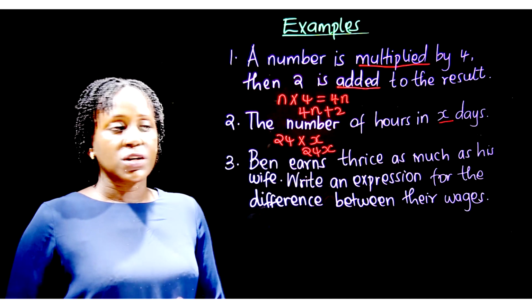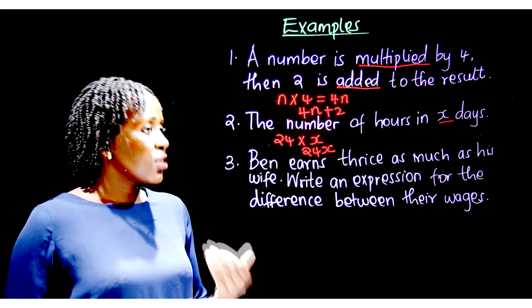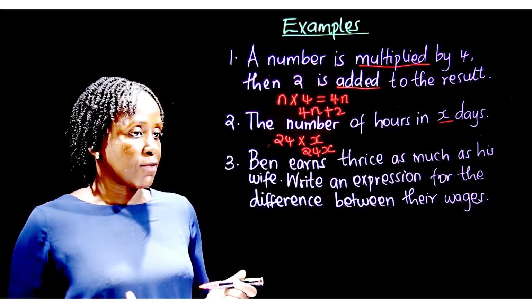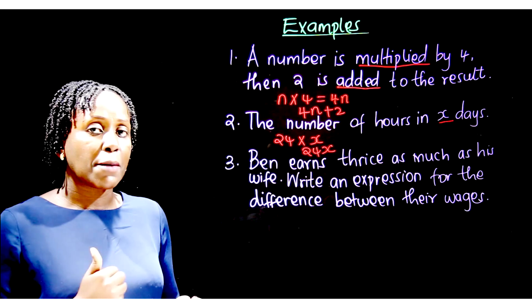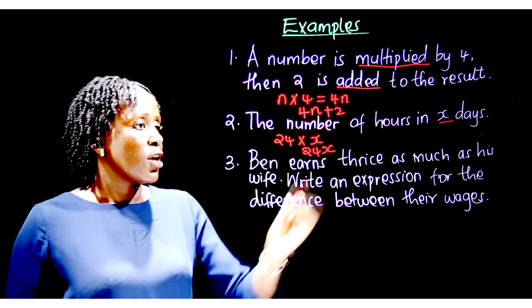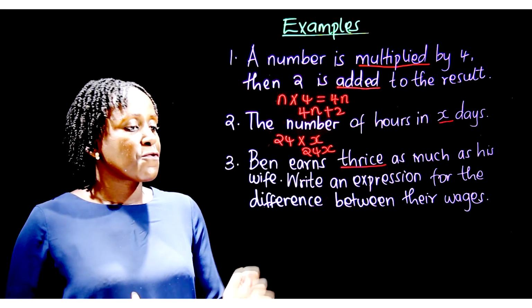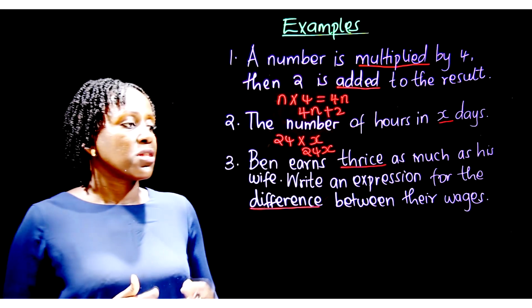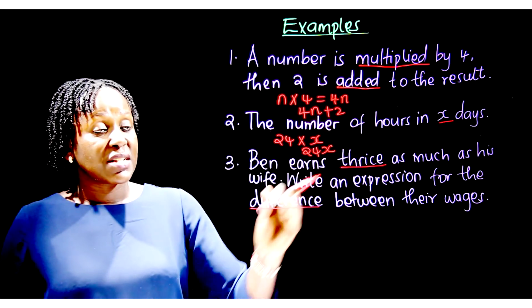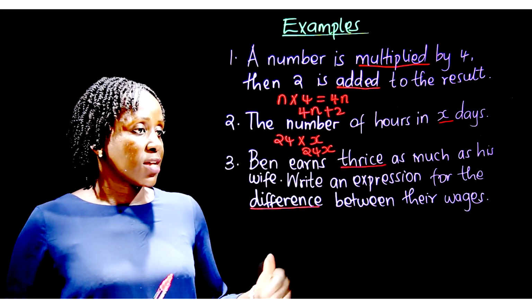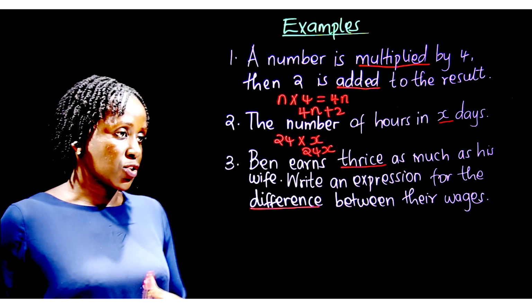In the next question, Ben earns thrice as much as his wife. So we're going to highlight the most important words in this statement. So thrice as his wife. Write an expression for the difference between their wages. So these two words are very key because they're going to guide us in coming up with the correct expression.